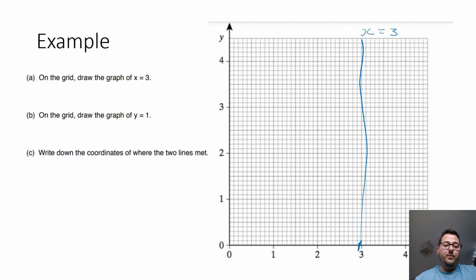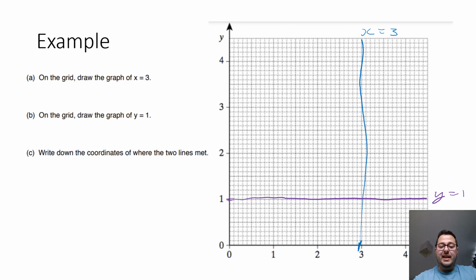Then it says, for part B, draw the graph of y equals 1. Well, this is the y-axis, this is 1. So the line y equals 1 is that one. Okay, and that's because it doesn't matter what x is, wherever you go along the x-axis, y is always 1.